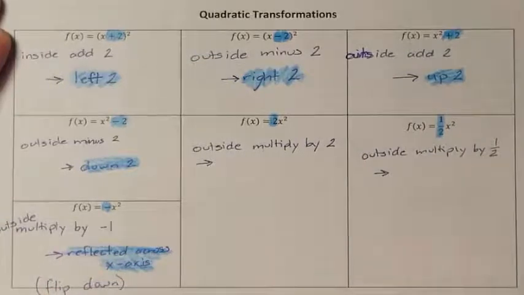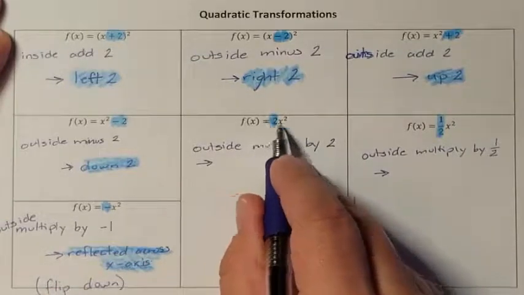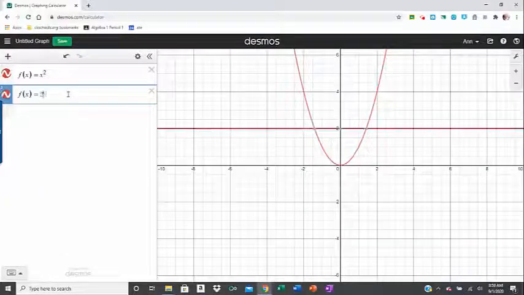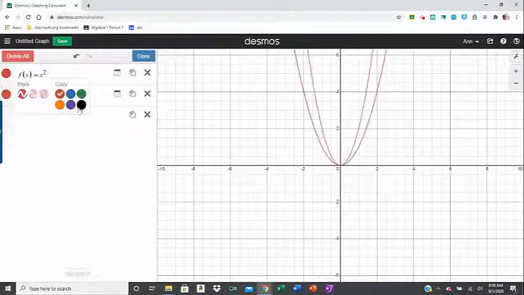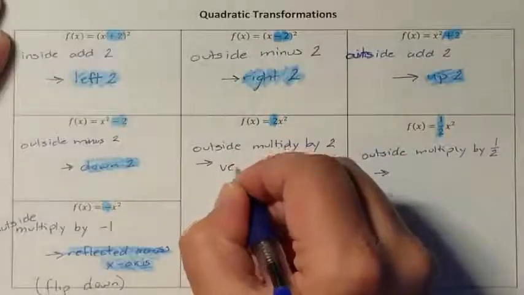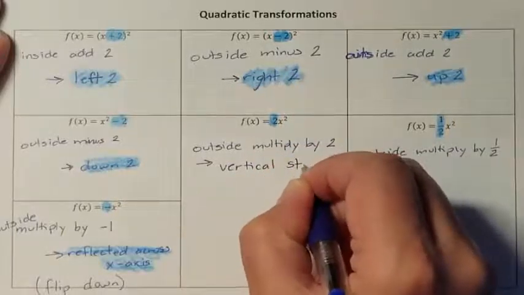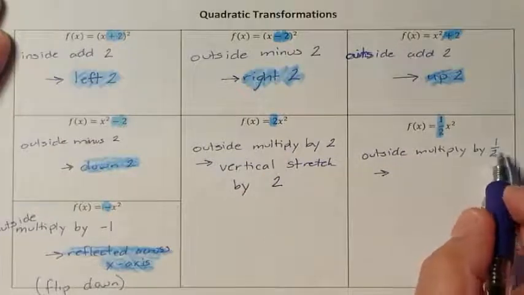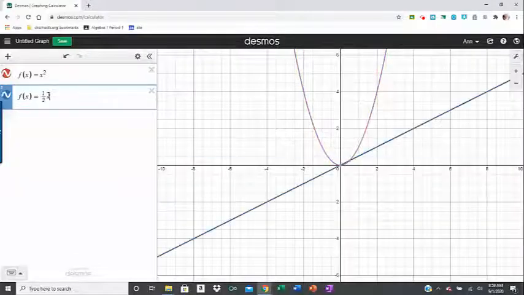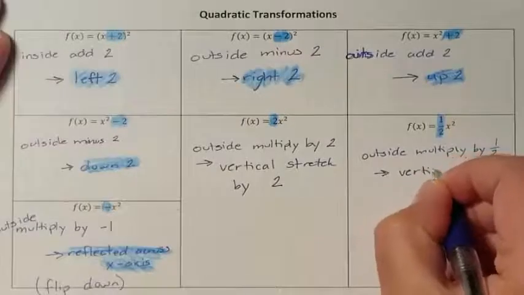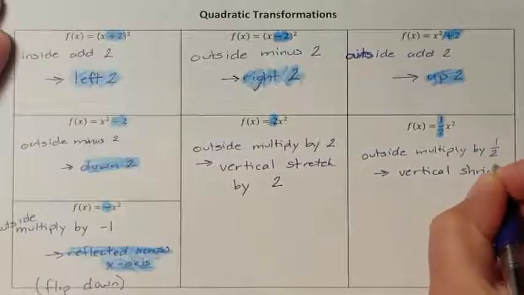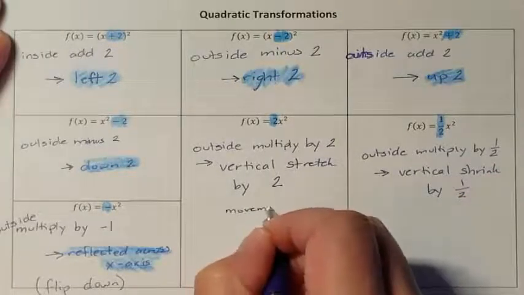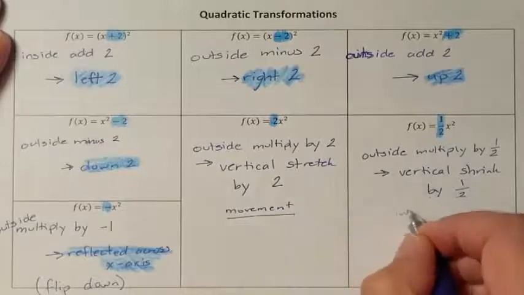Well, what if it's positive and it's a big number? If I multiply everything by 2, that means I'm getting there twice as fast, which means that I will be doing a vertical stretch by 2. If I'm multiplying everything by half, that means I'm going to get there at half the rate, which means I have a vertical shrink by a 1/2. Now let's go ahead and look at the movements because this is what's going to help us see these.